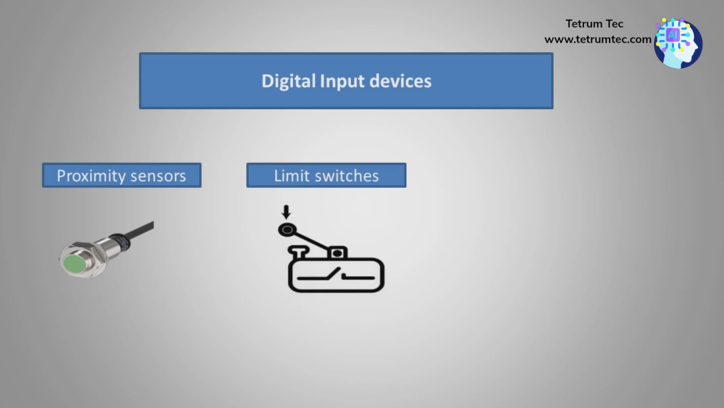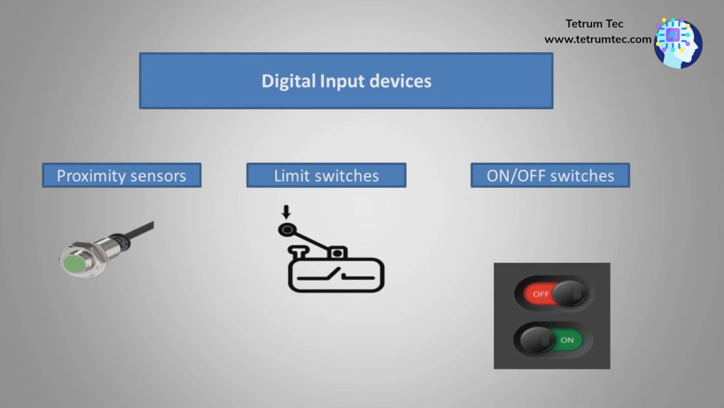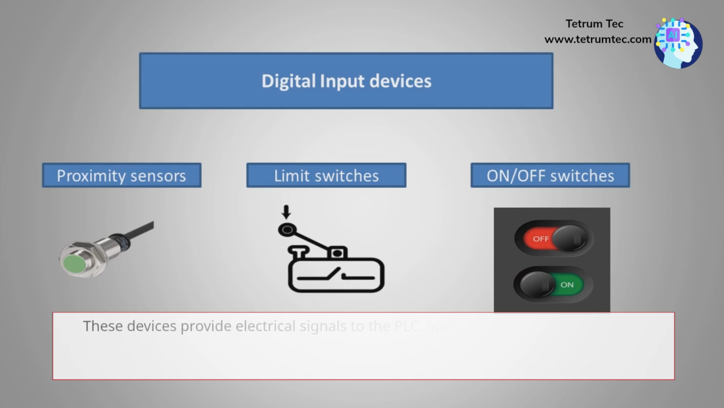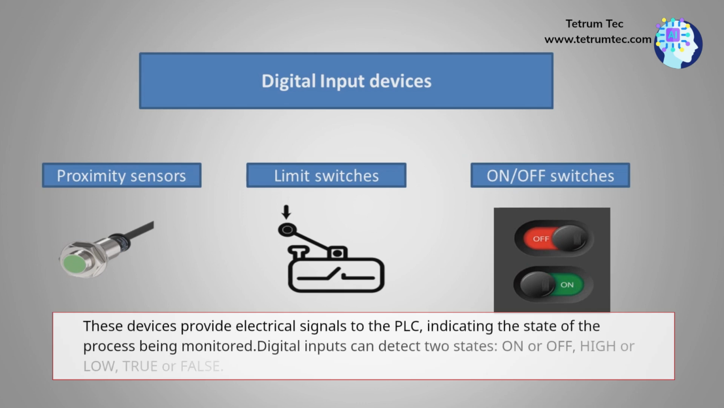Proximity sensors, limit switches, push buttons, microswitches, emergency stop buttons. These are just a few examples of digital input devices commonly used with PLCs. The choice of input device depends on the specific requirements of the control system and the nature of the process being monitored or controlled. These devices provide electrical signals to the PLC, indicating the state of the process being monitored.